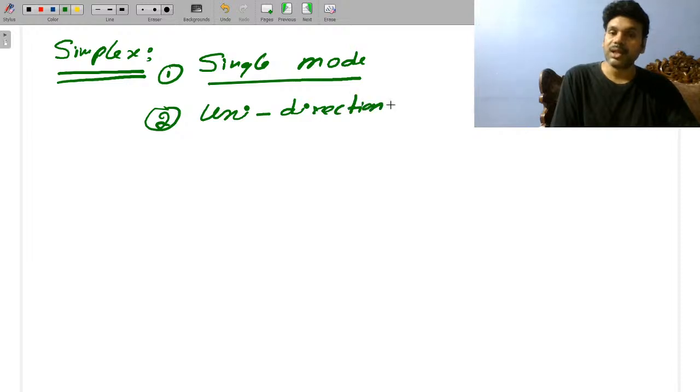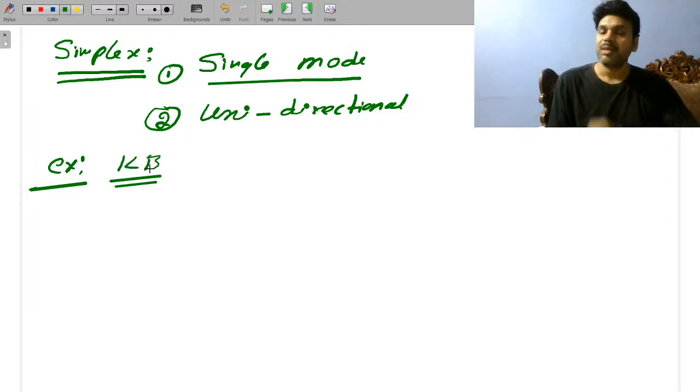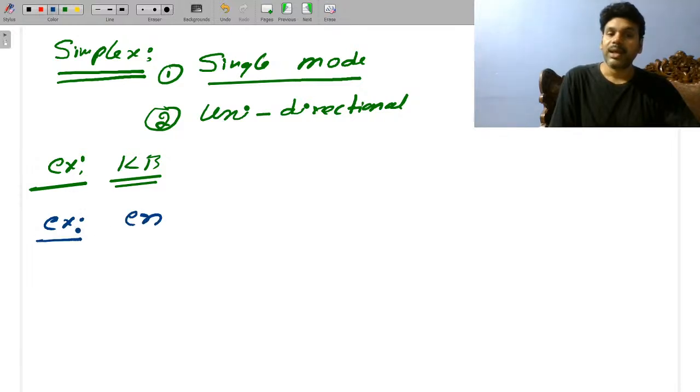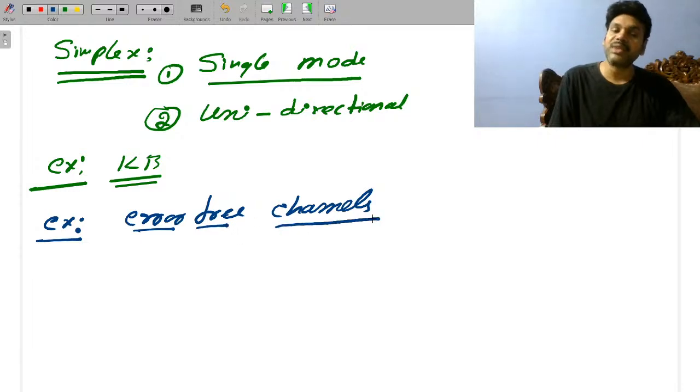Where is this really implemented? Our textbooks give the example that the keyboard is one example of simplex. Yes, I agree, because you are giving input only. But apart from that, what is another real-time example? Please listen carefully. If I am taking error-free channels, here what is going to happen? An error-free channel is nothing but you never find any kind of error during data transmission.